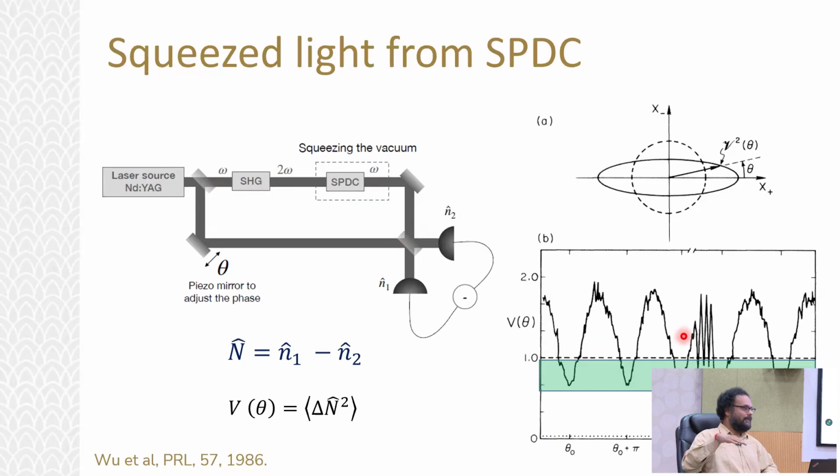It will be an absolute limit, and that can be shown mathematically, because for coherent light, the variance will be exactly equal to the mean number, and you put that in there and calculate the variance, and you can show this. So this is one of the first demonstrations of going beyond the shot noise limit.